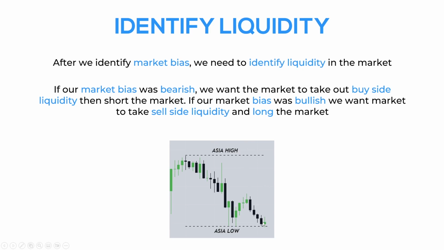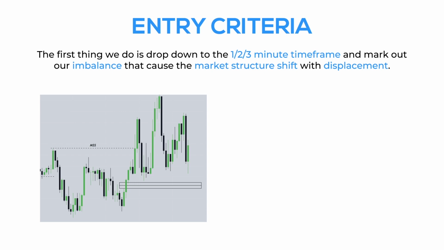Reason being, the reactionary traders have been taken out, and now we want to trade the correct move, which is the move up if we are bullish, and take out opposing liquidity. Now, when it comes to the entry criteria for the Judas Swing, it is really straightforward.